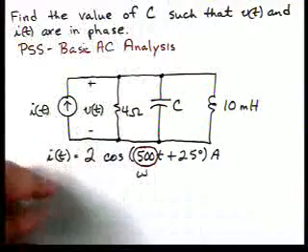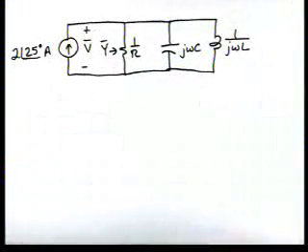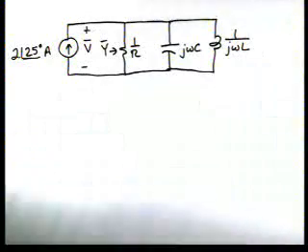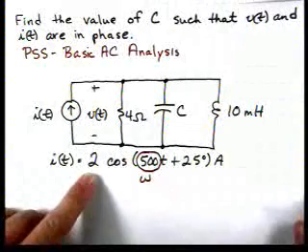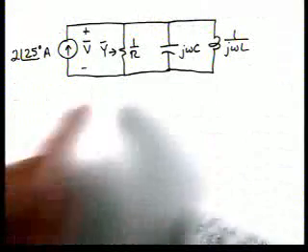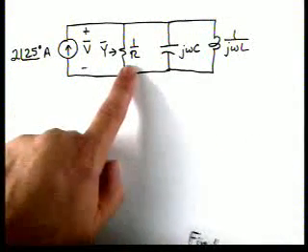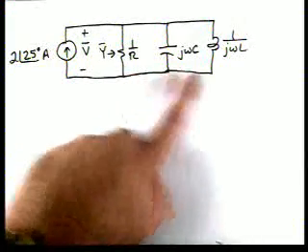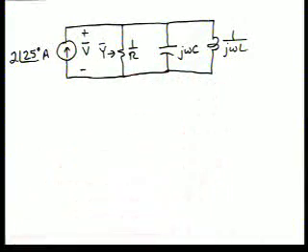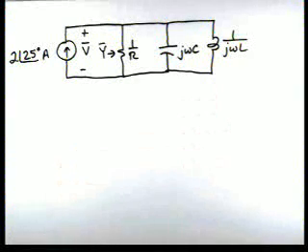And for the moment, I'm going to keep all the impedances symbolic. So here's our circuit. So we note our current was 2 cosine 500t plus 25. That becomes 2 at an angle of 25. The admittance of our resistance is 1 over R. The admittance of our capacitor is j omega C, and the admittance of our inductor is 1 over j omega L.